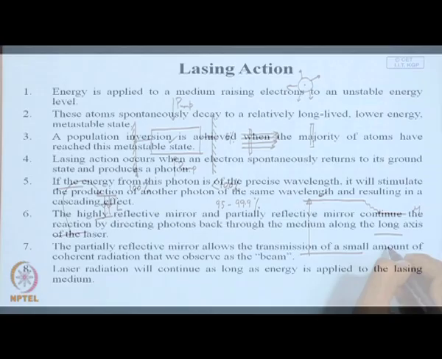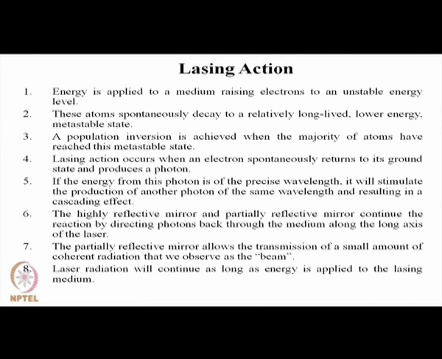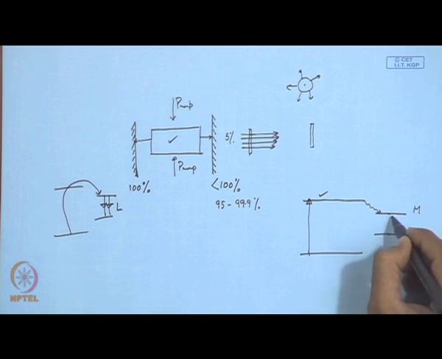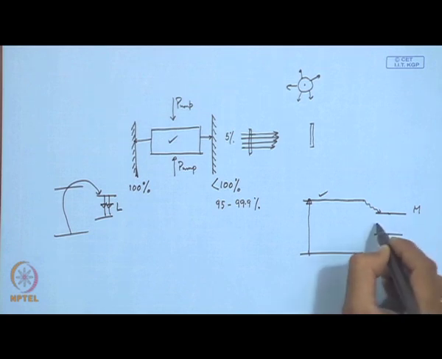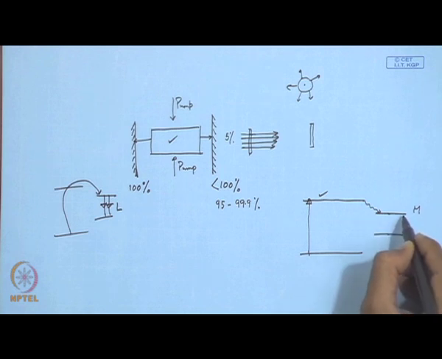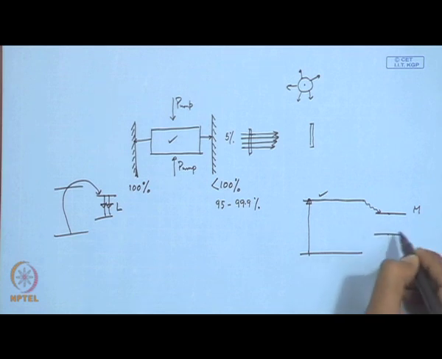Okay. If the energy of this photon is of the precise wavelength, it will stimulate the production of another photon of the same wavelength, resulting in a cascade effect. That is, if the energy of this emitted photon exactly matches the energy gap between these two lasing levels, then it will stimulate another excited molecule to come back, resulting in another photon. So one photon makes another photon, then these two photons will make 4 photons. This way a cascading effect happens.